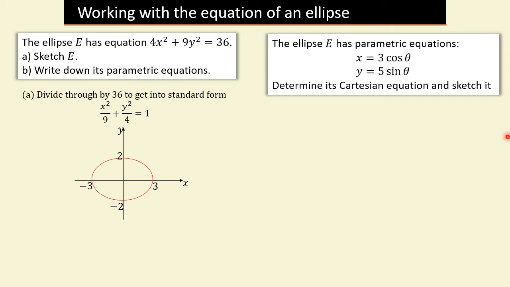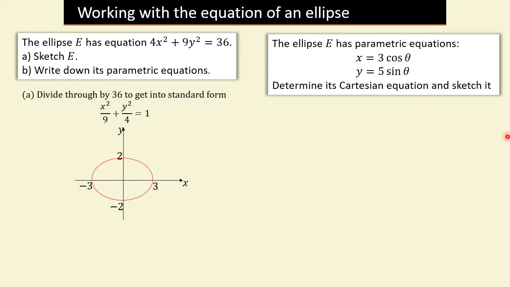Centre at the origin, a is 3, b is 2, from a squared being 9 and b squared being 4. Nice and easy to sketch. Write down its parametric equations. Okay, have a think for yourself at the minute. You can pause this video if you want to have a think what those parametric equations might be. I'll just give you a second to think about that, but press pause if you want to have a think.